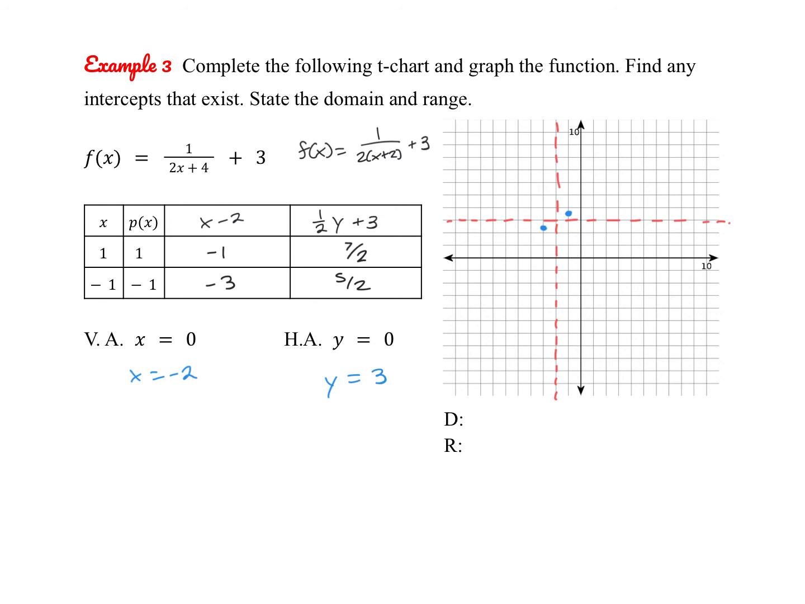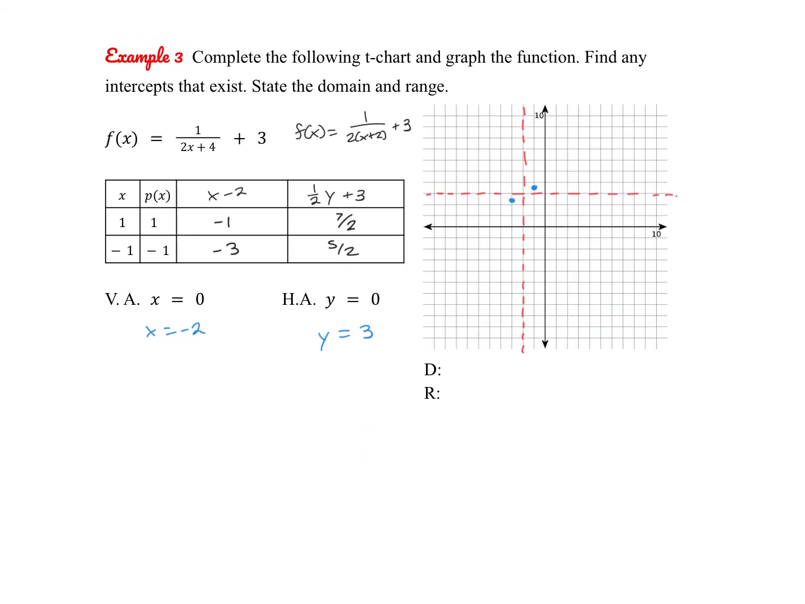So we can see which quadrants our graph is in, but it would also be nice to have our x and y intercepts. So let's find those. Let's start with our x-intercept. So I'll replace y with 0. So 0 equals 1 over 2x plus 4, plus 3. So negative 3 equals 1 over 2x plus 4.